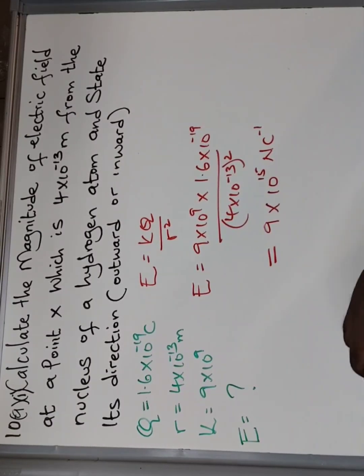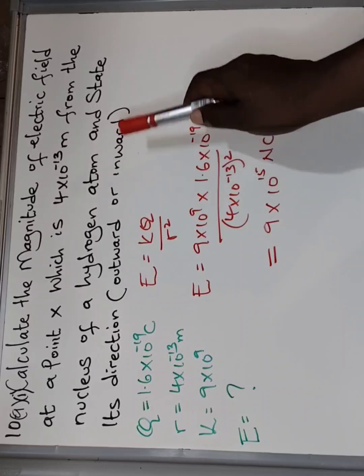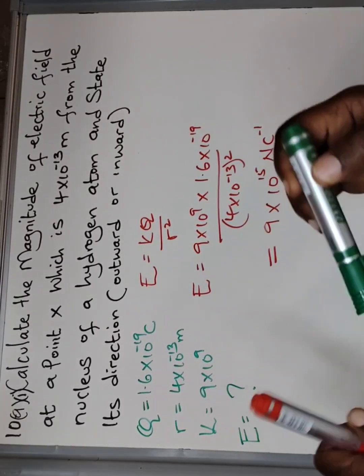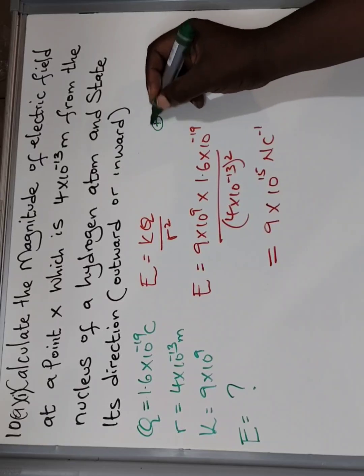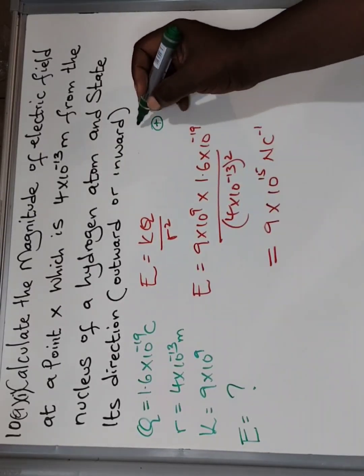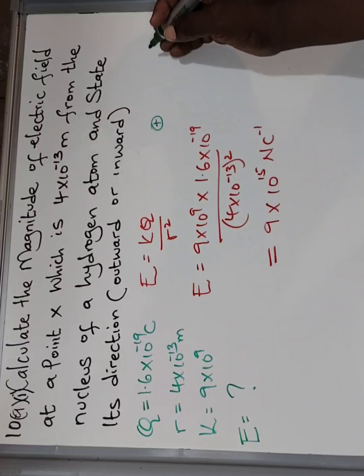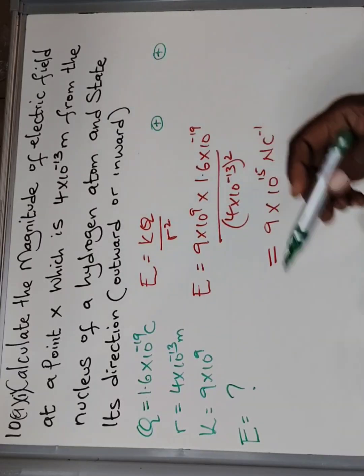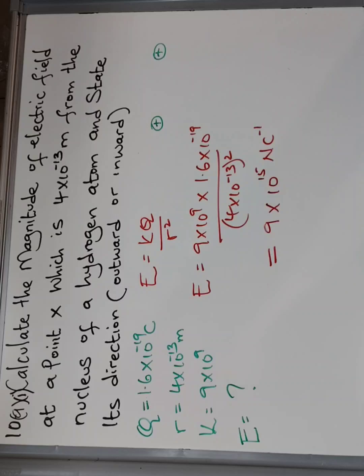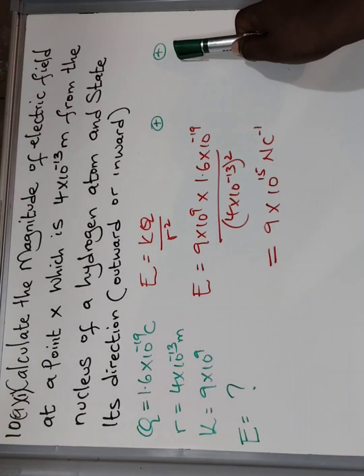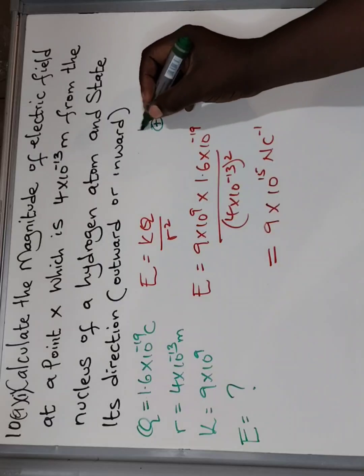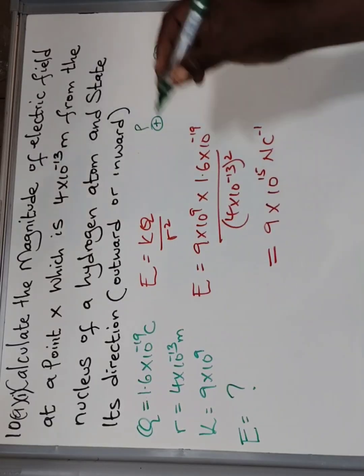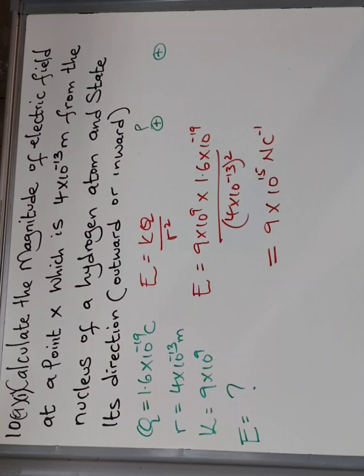Now we come to this part. Is it outward or inward? Here you have to remember something. We said that at the core of the hydrogen atom, we have a proton, which is positive. And we use a positive charge to indicate direction. So if you have a positive here and a positive here, remember, this proton is not the one which is moving, it's the testing charge which is going to be moving. Does it move inwards or outwards? The answer is outwards.